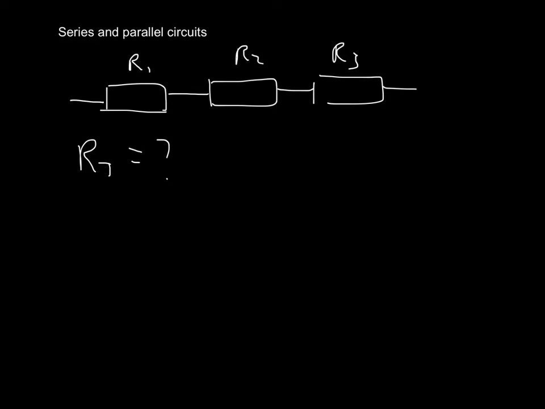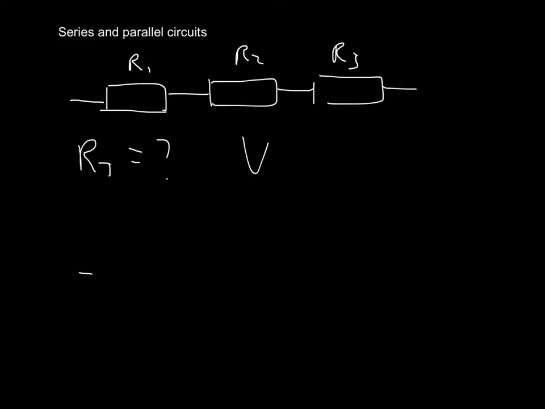And you can actually deduce this, and I encourage you to deduce this as an exercise, using the fact that the potential difference also adds up. So the potential difference between here and here is equal to the potential difference between here and here, plus the potential difference between here and here, and then the potential difference between here and here.